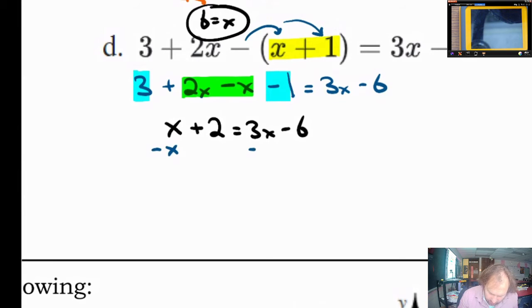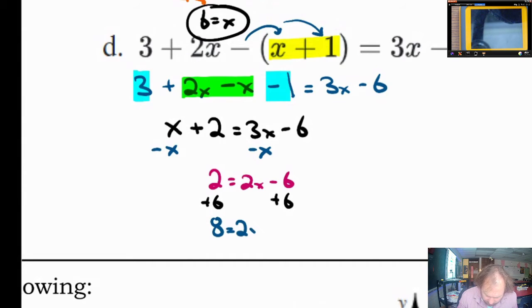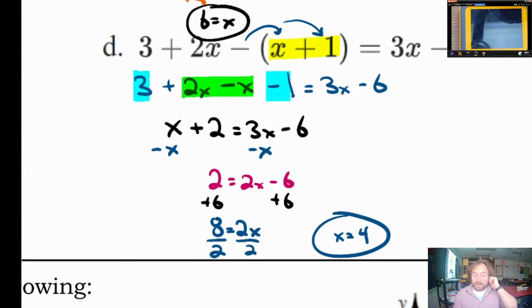Start by flipping or getting rid of an x on both sides, and you'll have 2 equals 2x minus 6. Now take these negative 6 tiles and flip them over here, and you'll make 8 equals 2 times x, and then you can divide by 2 on both sides and get x equals 4. And that would be the answer to that question.